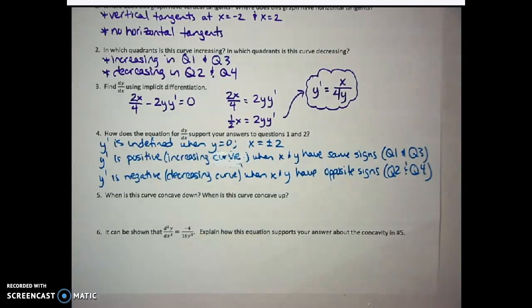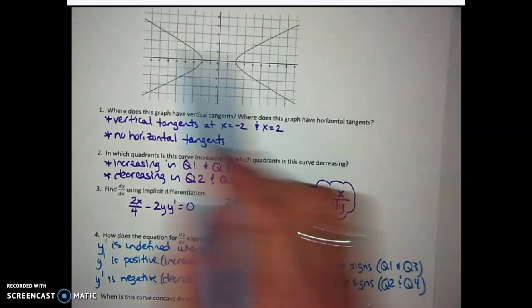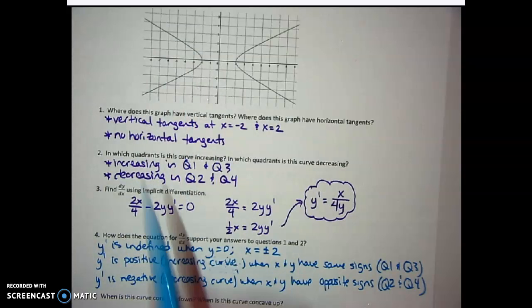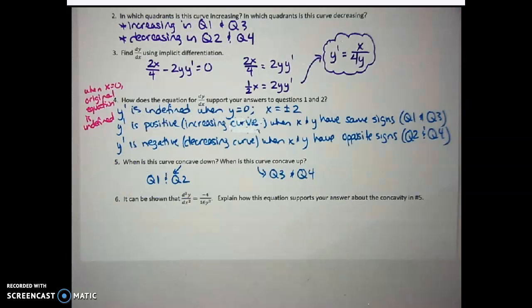So far everything we've learned about the first derivative and what it tells us about our function or relation, curve, whatever you want to call it, is still holding true. Now let's look at when the curve is concave down and when it is concave up. So it's concave down in the first and second quadrants, and it's concave up in the third and fourth quadrants. How can that relate then to the second derivative? They're giving us the second derivative, -4 over 16y cubed.